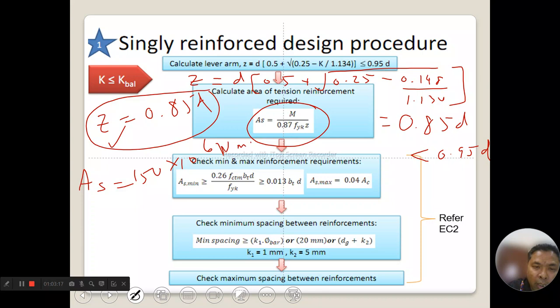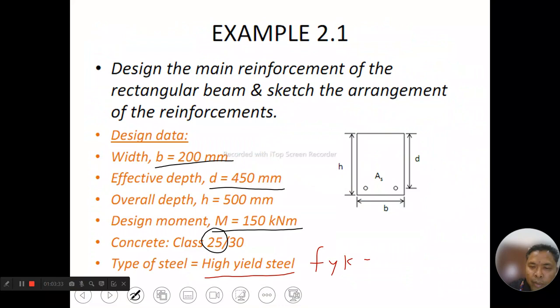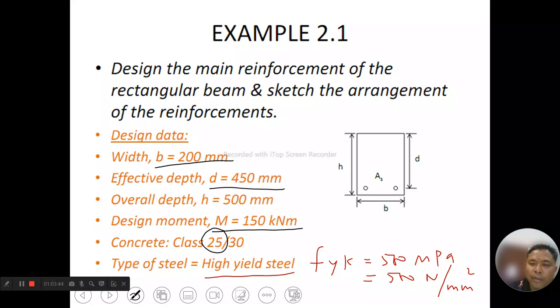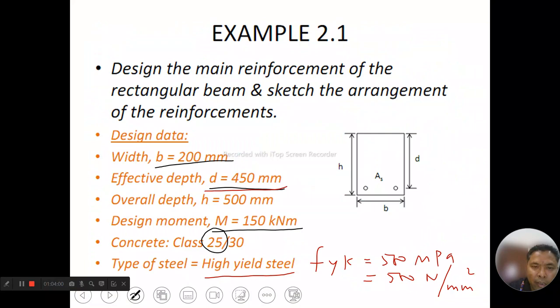Sorry saya terpaksa buat begini. Menyengit sikit. 0.87 times, remember fyk tadi apa? fyk is your steel grade. It's a high yield steel. Therefore, your fyk memang sentiasa 500 megapascal. Megapascal ni maksudnya apa? Unit dia adalah 500 newton per millimeter squared. Okay. So, mana tadi? Terus saya ganti sini 500. Kalikan dengan Z. Z tadi lah 0.85D. d tadi berapa? d tadi kalau ikut soalan 4.5. Saya ganti terus 4.5 di situ.